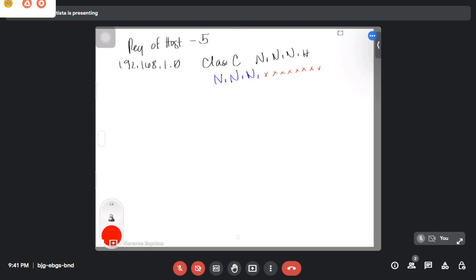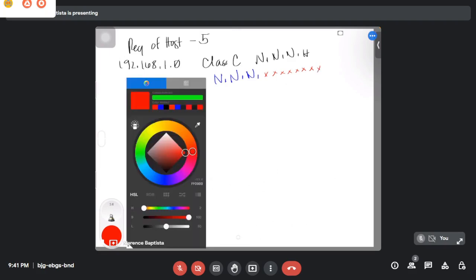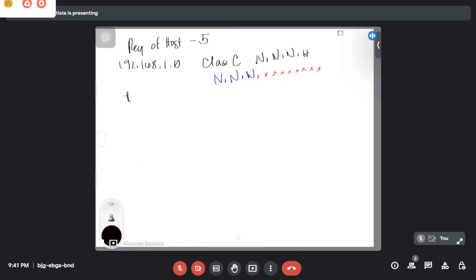Yan. So ngayon, ang kaibahan lang po ng requirement of host sa requirement of network is that mauuna po si requirement of or number of host. So we have number of host, ang una natin kukunin. Okay? So magkakabaliktad lang po 'yan.